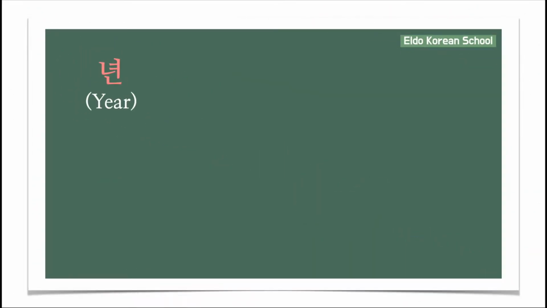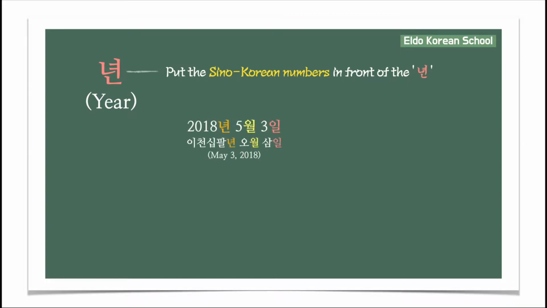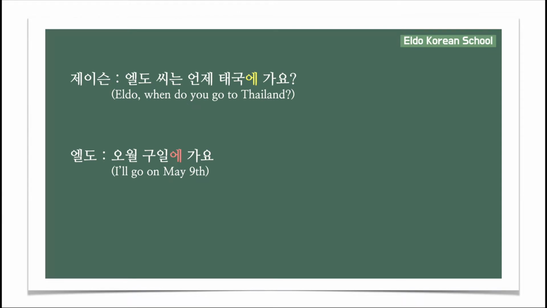In addition, if you want to represent the year too, you can just put the Sino-Korean numbers in front of 년, like the month and the date. For example, May 3rd, 2018 can be read as 2018년 5월 3일, and August 15th, 1945 can be read as 1945년 8월 15일. Now, we are going to learn 에 in Korean.